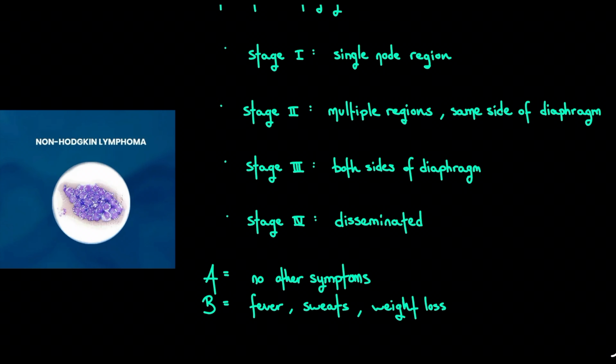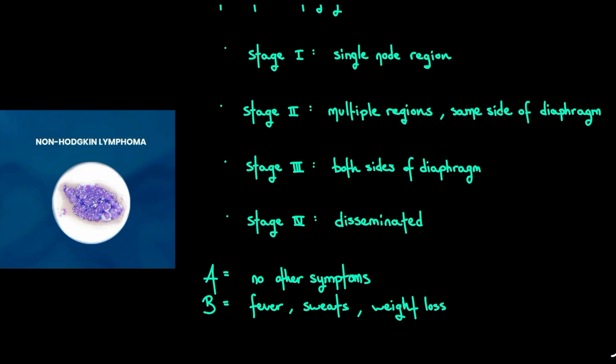Stage 2 can be multiple regions on the same side of the diaphragm. So are we all north or are we all south? Okay, that's important. The diaphragm separates your thorax from the abdomen. So if we are on both sides of that meridian, that means we are really flowing through the blood and the lymph. If we're contained on one side, then that's a sign that maybe it's not metastasizing as rapidly as it would be if it was on both sides of the diaphragm. Stage 3, it is on both sides of the diaphragm, so we're getting rapid, diffuse spread.